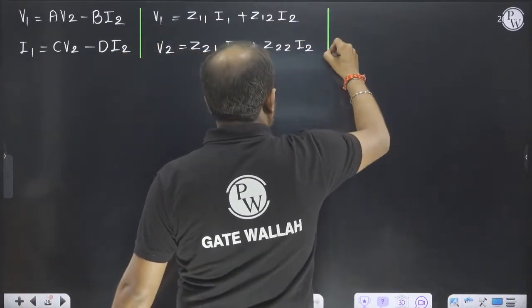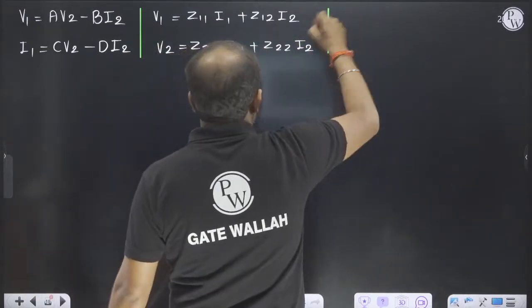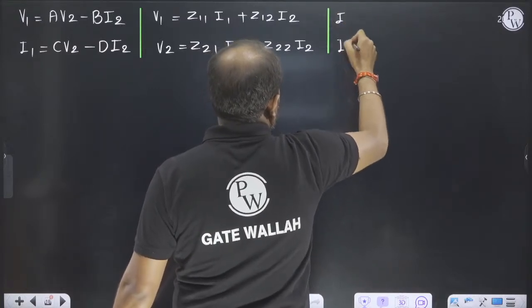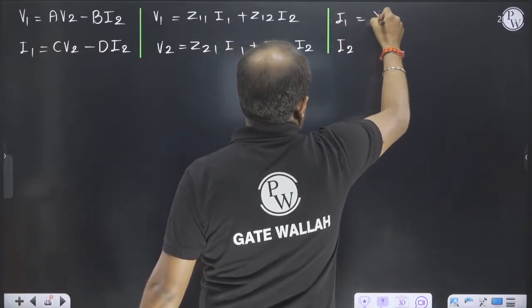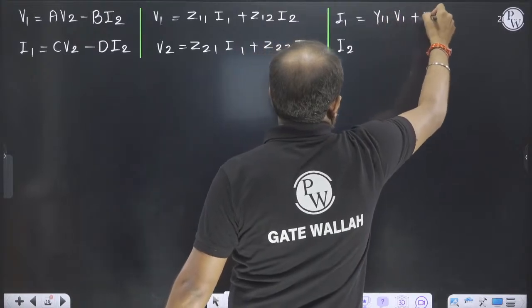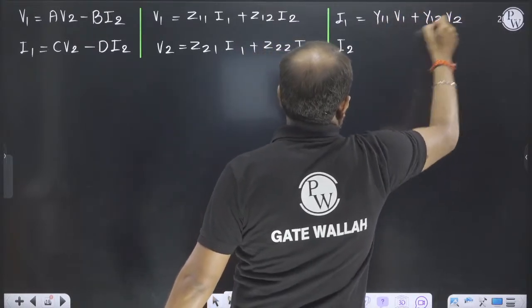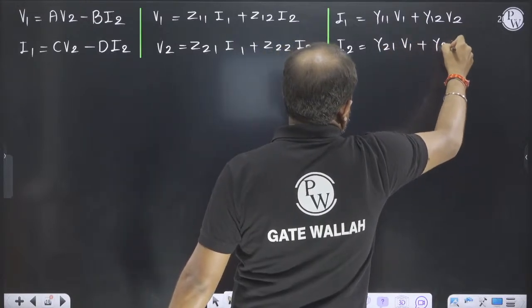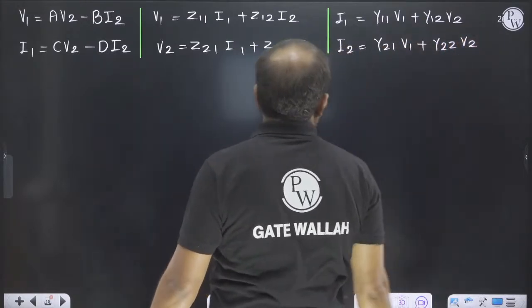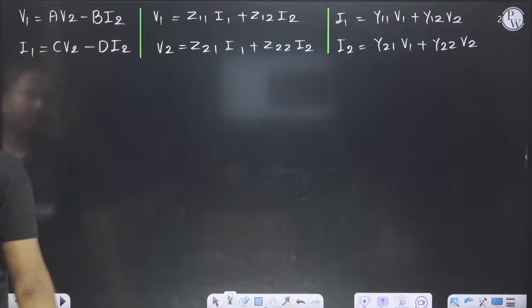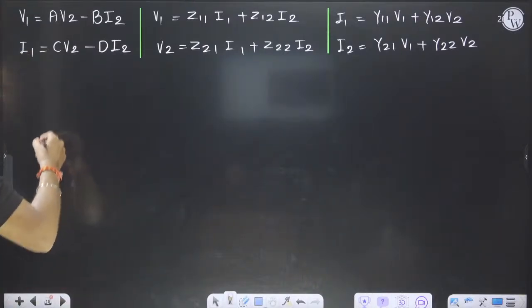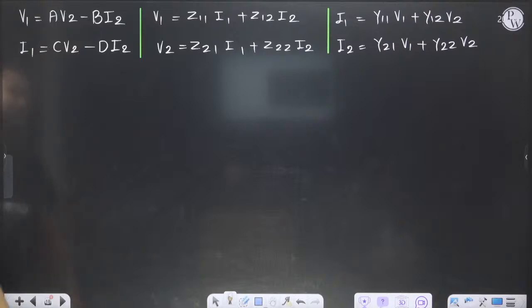In terms of y parameter, what will you write? I1, I2 are Y11 V1, Y12 V2 and Y21 V1 and Y22 V2. So this is our ABCD parameter. Next, what we will do, just convert it. So first of all, I will go for A, B, C, D.